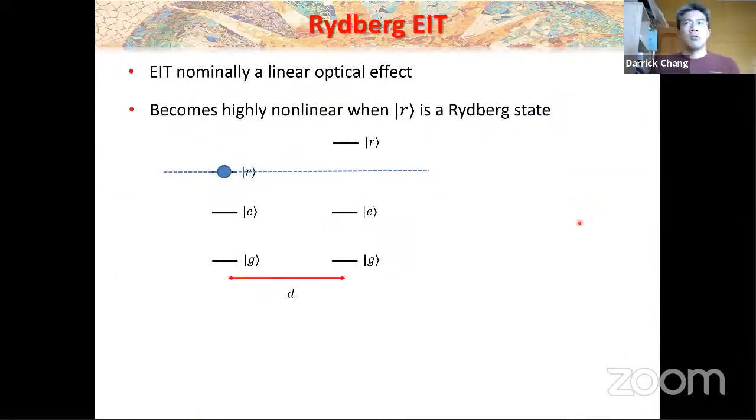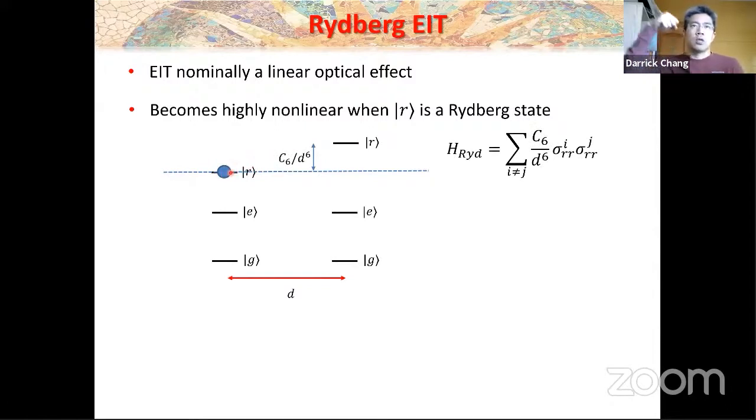EIT normally is a linear optical effect. So I can send in 1 photon, 10 or 100, and these photons will be transparent in any case. But you can make this EIT effect highly nonlinear if this long-lived state R is actually a high-lying Rydberg state of the atom. Rydberg atoms are basically atoms where the electron is really loosely bound to the nucleus, so it has a huge dipole moment, and that huge dipole moment causes two Rydberg atoms which are nearby each other to strongly interact.